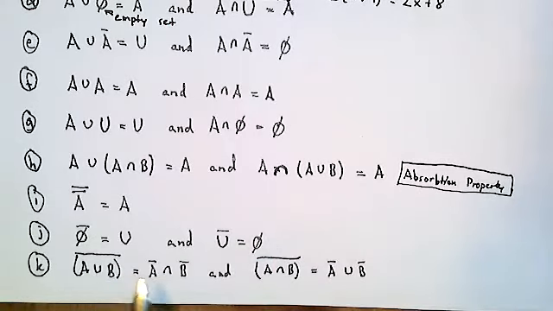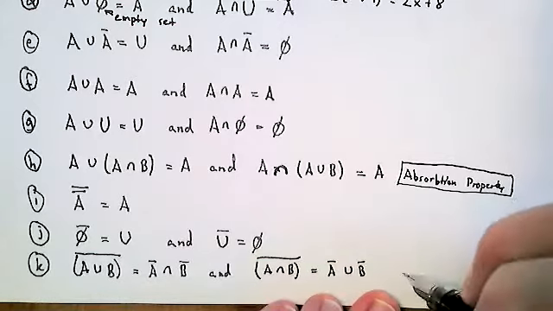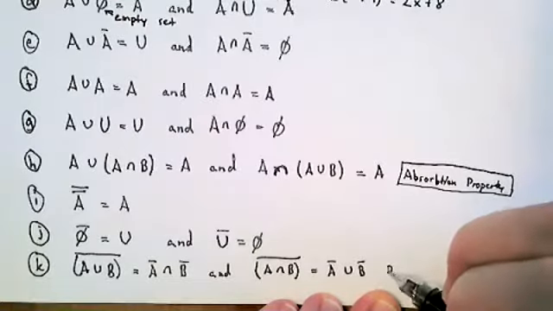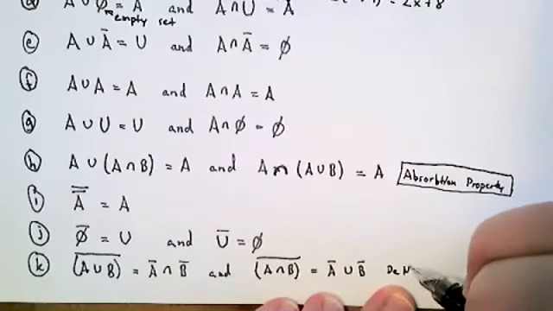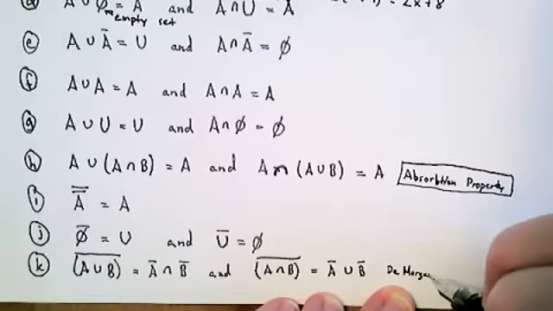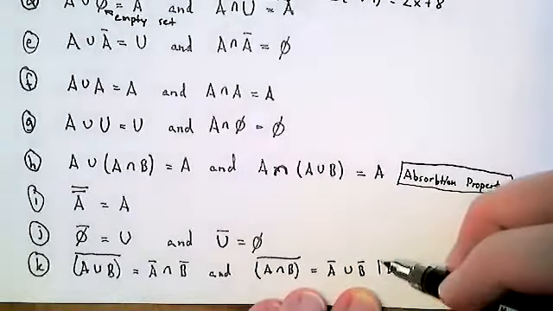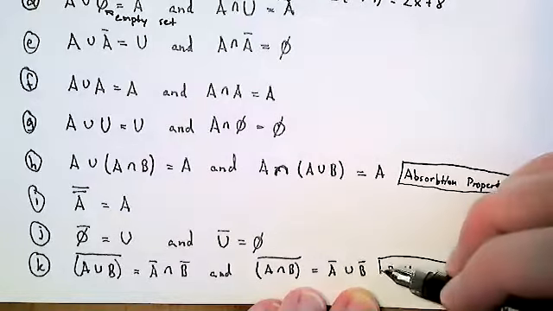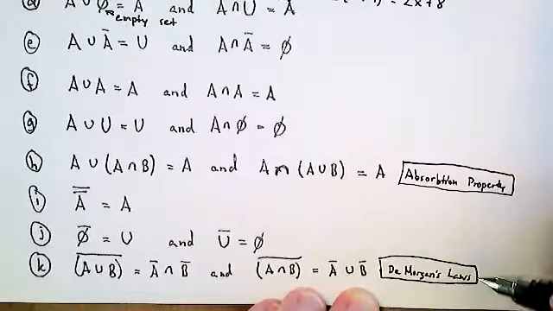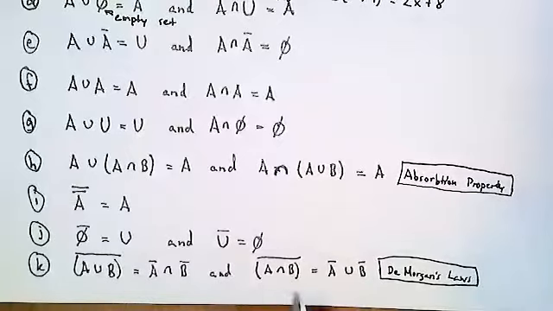And finally, we come to K. This one also has a name. I should write it down. It's called De Morgan's laws. And this one is a little bit like what happens when you distribute a minus sign.